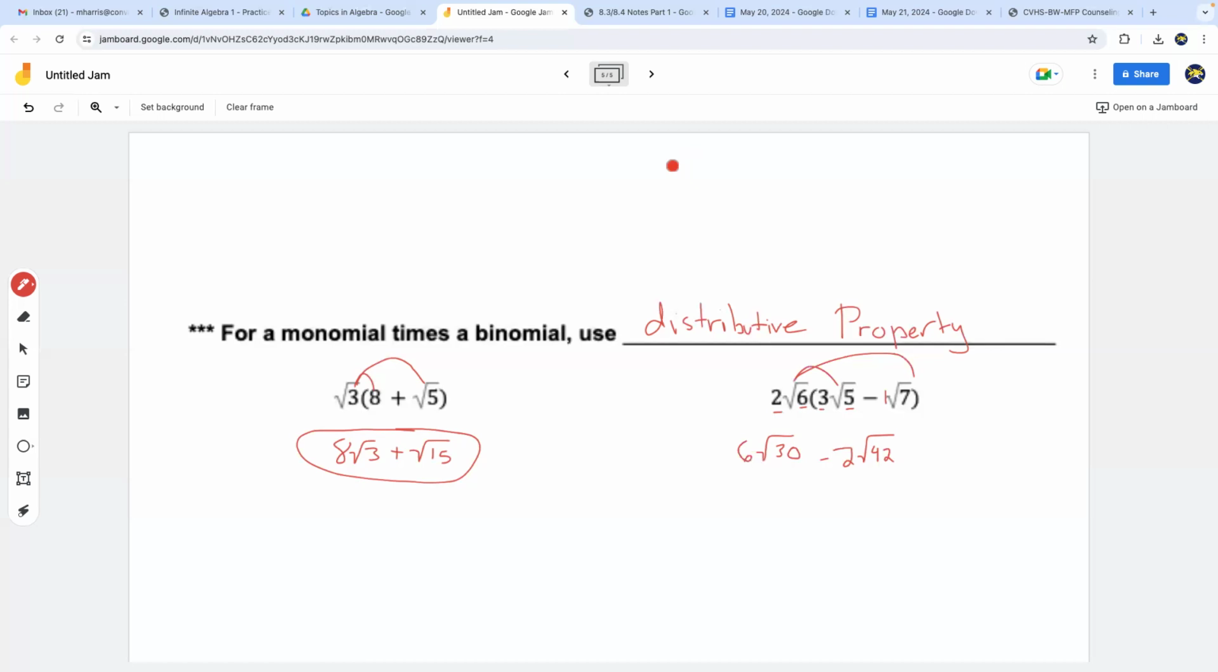Well, let's see here. If we figure out our factors of 30, right? We got 1 and 30. None of those are perfect roots. We got 2 and 15. None of those are perfect roots. We got 3 and 10. None of those are perfect roots. Then we got 5 and 6. None of those are perfect roots. So we can't split 30.